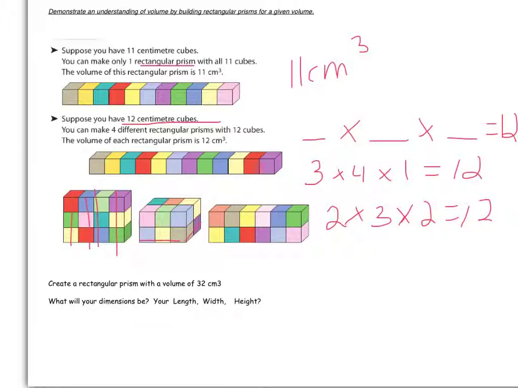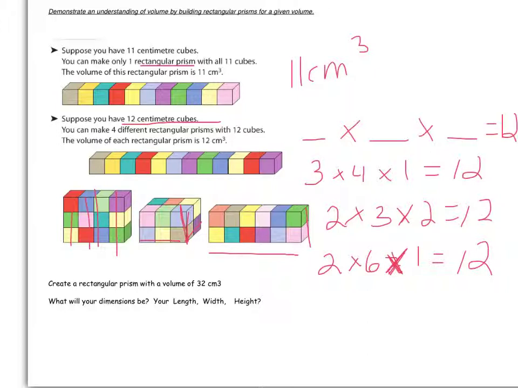2 by 3 is our first layer, and we have 2 layers of that. That works. What else could we do? 2 times 6 is 12, and we could have one layer of that. Oops, times one layer of it. 6 times 2, we've got one layer. So that's 12 as well. So we can do a number of different things.